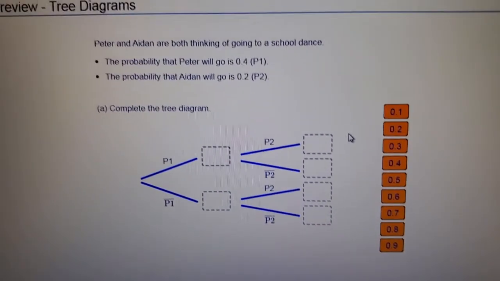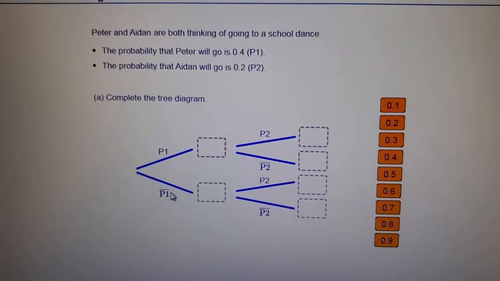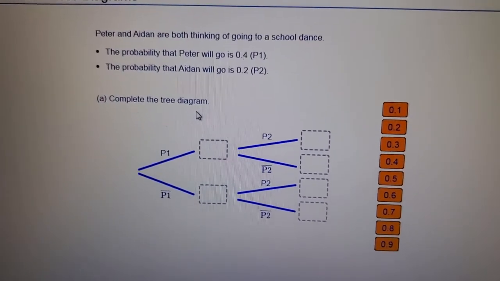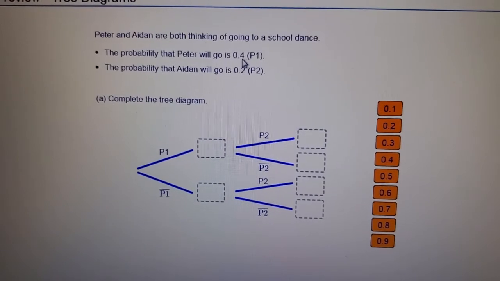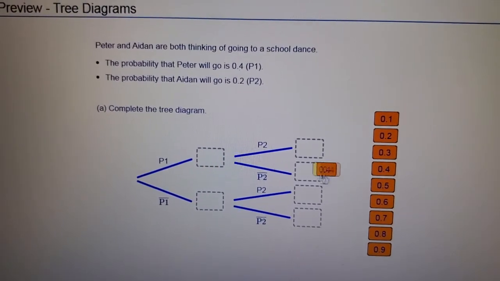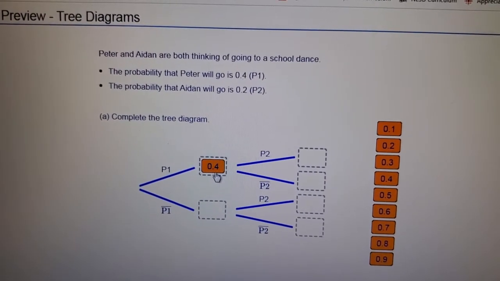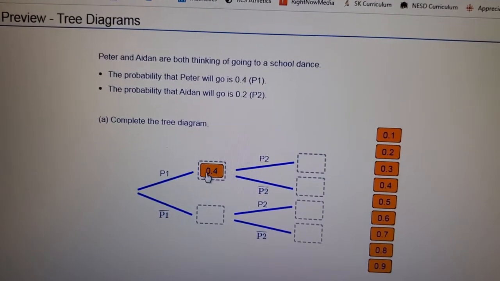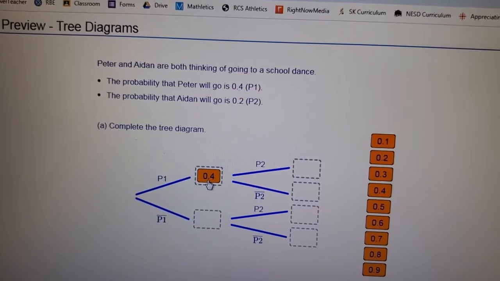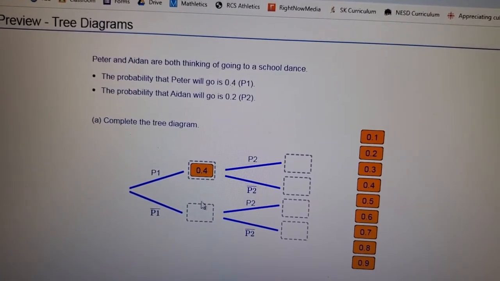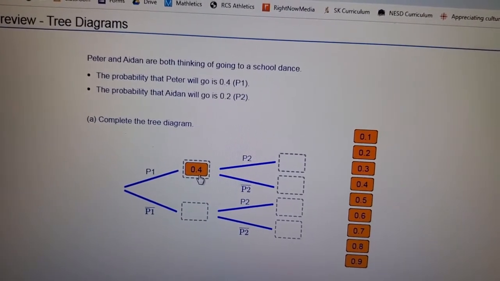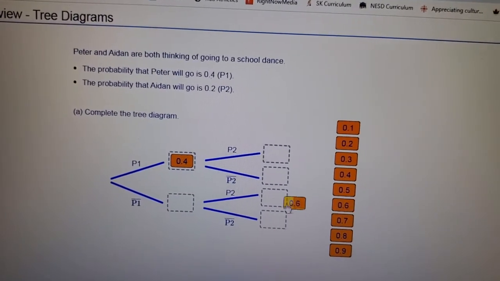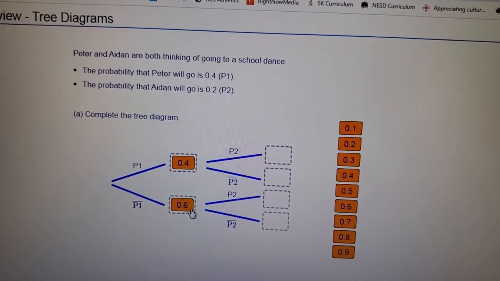Now with these, you'll notice that there's lines above them. That means not. So we learned that Peter's probability of going was 0.4. So you take 0.4, drag it into the him going. Now if it's 0.4, also known as 40%, what's the likelihood then that he's not? It's whatever would make this add up to 1. 0.4 and 0.6 add up to 1. Okay?